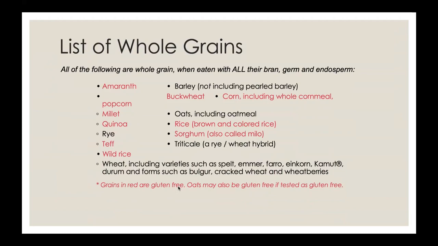So check carefully on the ones in black to be sure they are whole, such as degerminated cornmeal. It's not whole because the germ is removed. Rice, brown or colored rice, is not necessarily whole. The brown is because of the color. So just keep in mind, wheat varieties also include farro or durum forms such as bulgur, cracked wheat, wheat berries that I already mentioned. And the grains mostly in red are mostly gluten-free also.